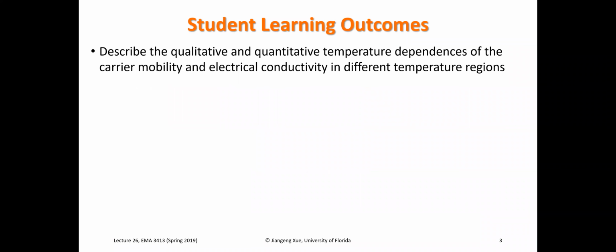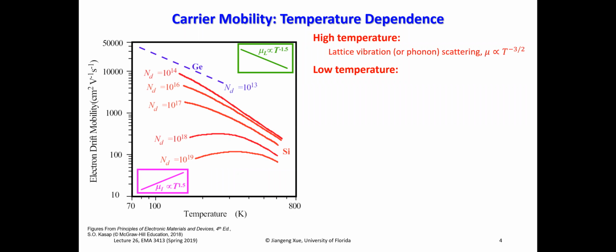So the first learning outcome is that you should be able to describe the qualitative and quantitative temperature dependencies of the carrier mobility and electrical conductivity. For carrier mobility, we have two different temperature ranges. In the high temperature range, we have lattice vibration scattering, limiting the carrier mobility. You can also call it phonon scattering. That gives you a T to the minus 3/2 dependence for the mobility.